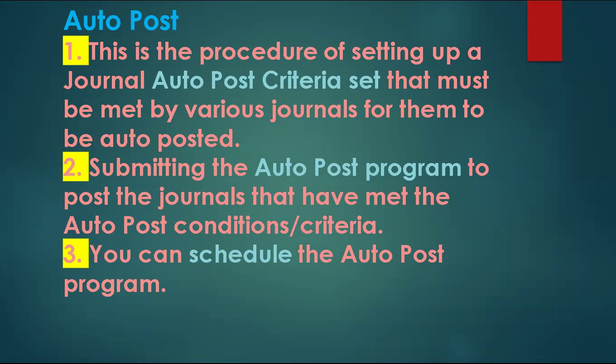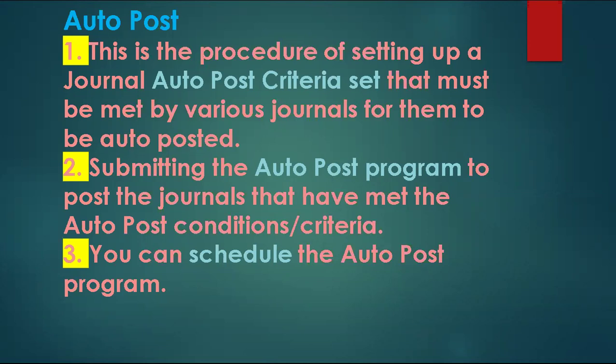Let's continue learning together. On to today's video, we're going to look at one feature in General Ledger: Autopost. When you talk about Autopost, this is the procedure of setting up a journal Autopost criteria set that must be met by various journals for them to be auto-posted. These journals, obviously, will not be posted; the status will be unposted.